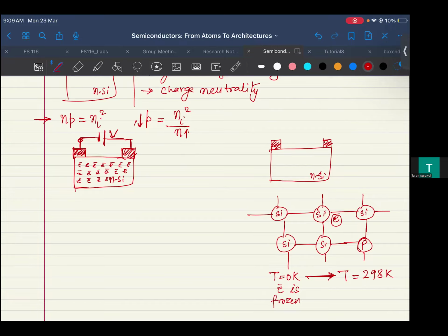But when we go to room temperature, which is the typical condition of my devices, what is going to happen? The electron has thermal energy, and whenever there is thermal energy, the electron is going to move. Moving means it is going to hit an atom, go back, and hit another. So there is a path it may take, hitting these atoms and coming back.